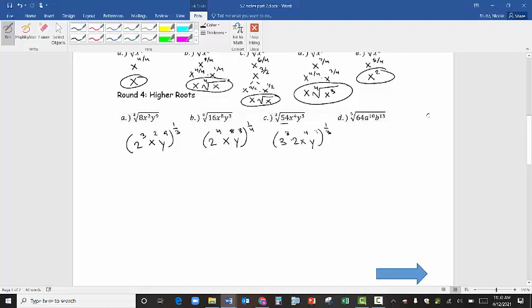64 is 8 squared, but 8 is 2 cubed. 2 cubed squared is 2 to the 6. So I'm going to change 64 into 2 to the 6, keep the a to the 10th and the b to the 13th, and I'm going to raise that all to the 1/5 power.